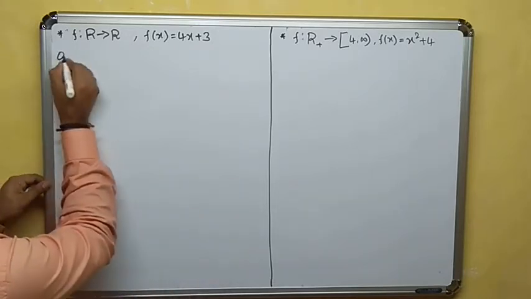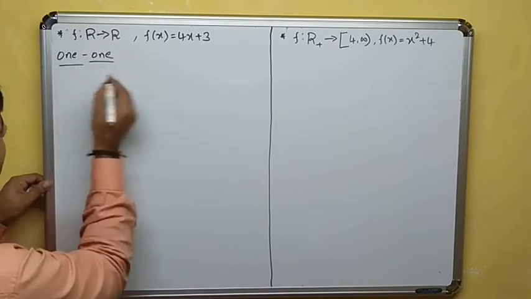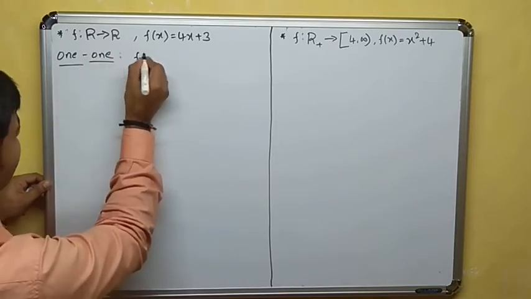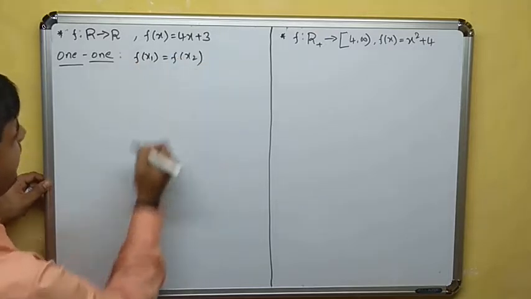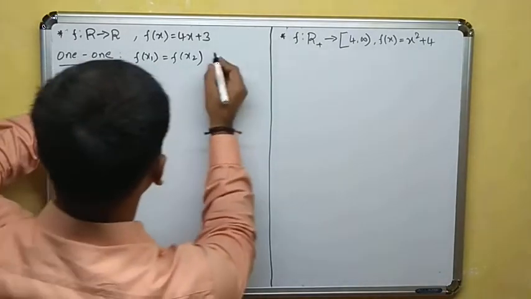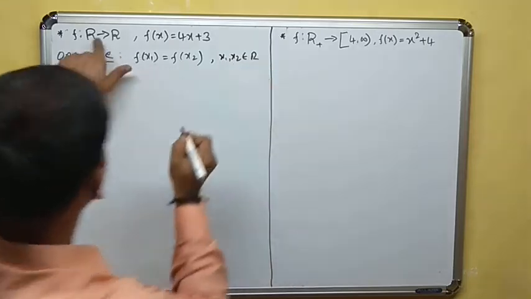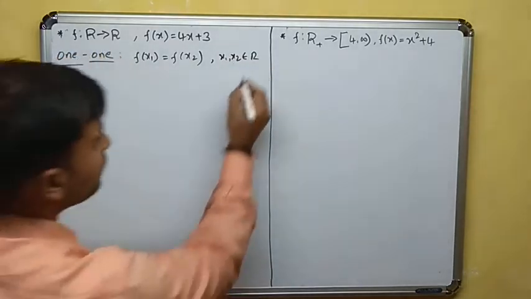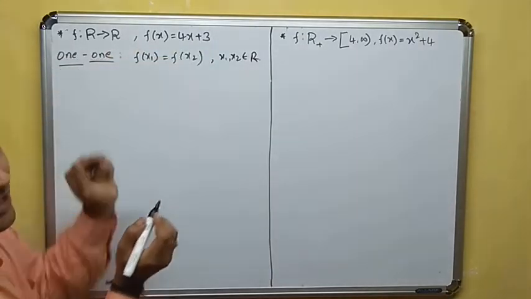Therefore, we shall consider one-one. To prove it is a one-one function, we need to assume f of x1 is equal to f of x2, and we need to prove x1 is equal to x2. This x1, x2 belong to R, the domain. We need to choose any two elements from the domain. Now f of x is given as 4x plus 3.